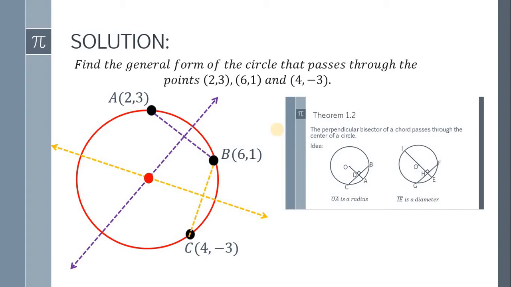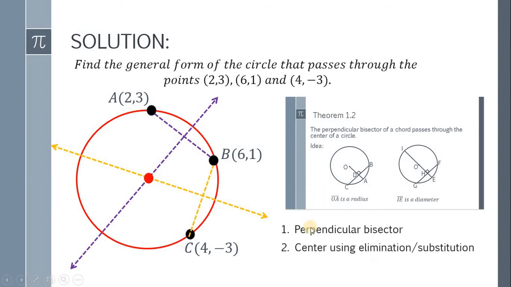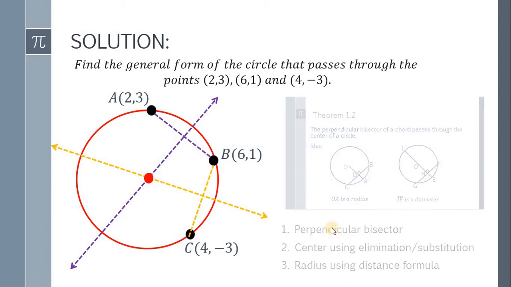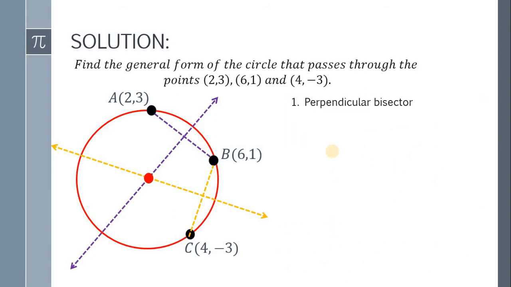Now, in order to have an equation of a circle, we need the center and the radius of that circle. To do that, we need perpendicular bisectors of these two chords. Next, to find the center, we will use the elimination or substitution method. And to find the radius, we need to use the distance formula. Now, let's have the first one, the perpendicular bisectors. First, find the perpendicular bisector of chord AB.